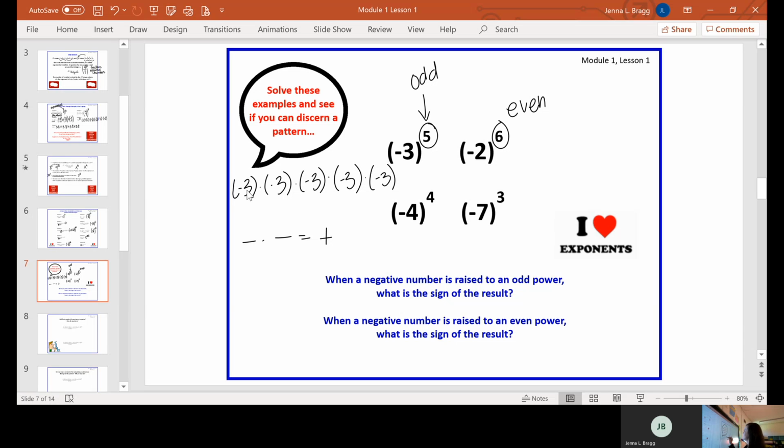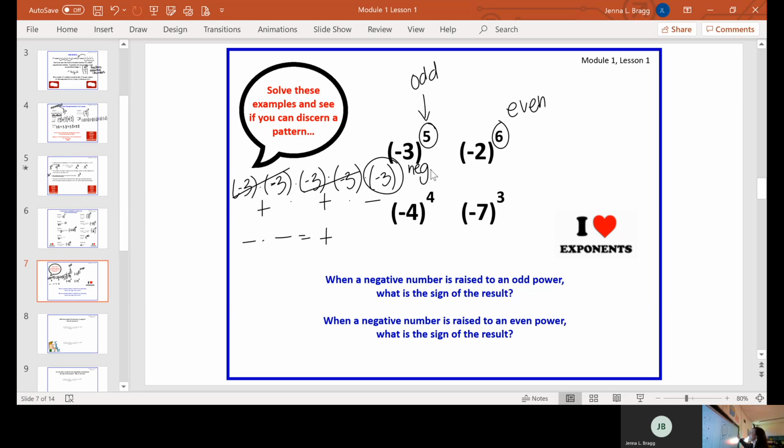So if I multiply these two negatives together, I would end up with a positive result. I'm not worried about knowing the answer right now. I just want to know whether I'm going to get a positive or a negative answer. So those two negatives make a positive. These two negatives make a positive, and I'm left with one negative. A positive times a positive times a negative would leave us with a negative result.